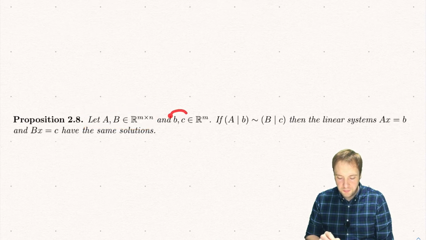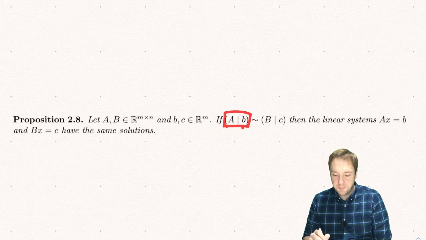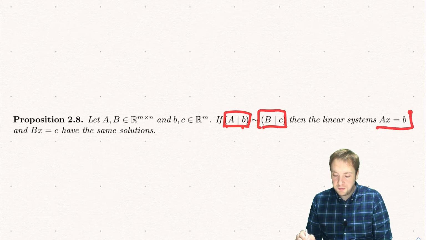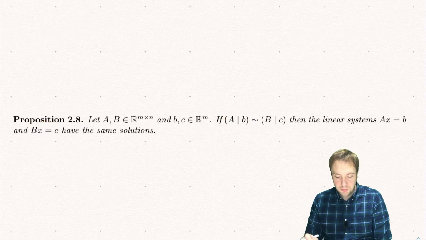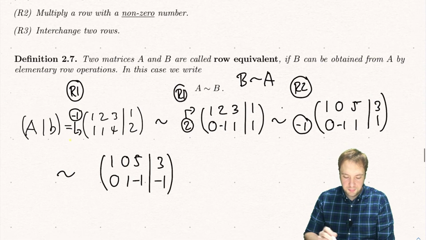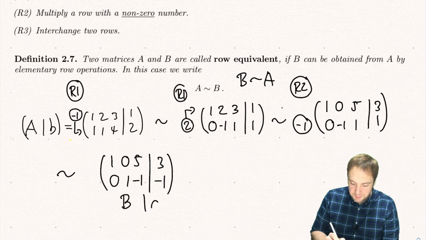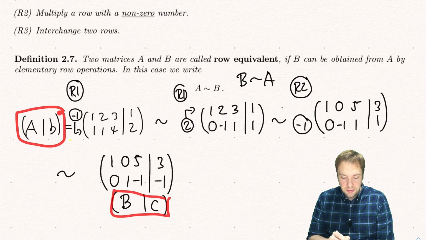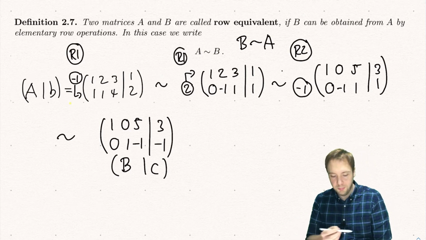So the first statement we have here is that if I have two matrices A and B, and I have two vectors B and C, then if this augmented matrix AB is row equivalent to the matrix BC, this means that this linear system AX equals B and the linear system BX equals C have the same solutions. So this in our example here just means, for example, here we start with A and B, and here in the end we have B and C. So C is now the vector 3, minus 1, and B is this matrix. We see that these two matrices are row equivalent, and we also see that the corresponding linear systems have the same solutions, because we can go in both directions.